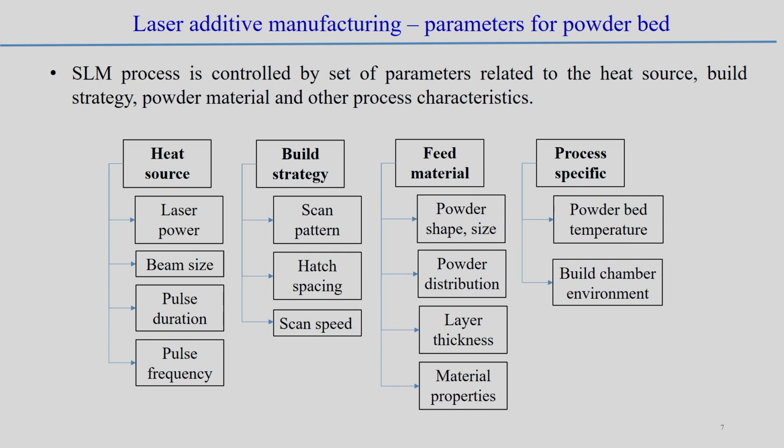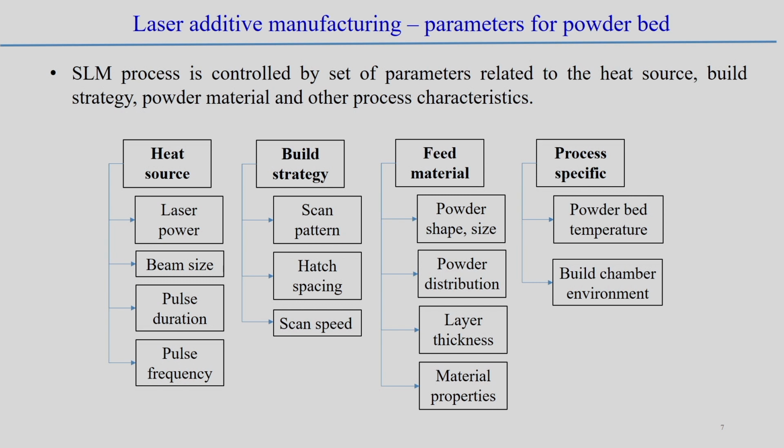And then definitely the material properties. In other words, the powder properties, which are different from the bulk material. For example, if you make a powder from a bulk material, the properties of the bulk material and the properties of the powder are different. So, we have to consider the properties of this powder in the development of these additive manufacturing processes.